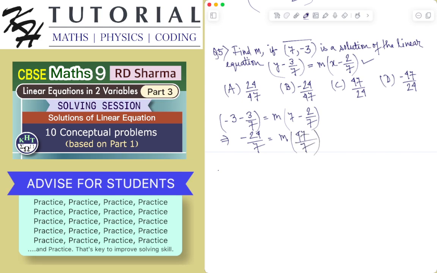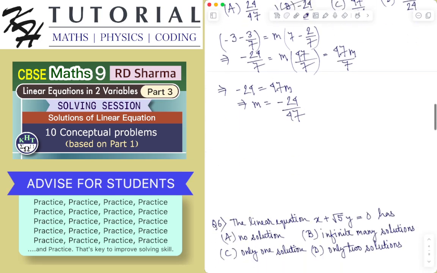So this is equal to 47m by 7. Now I can multiply both the sides by 7, and I get minus 24 is equal to 47m. Clearly, I will find the value of m as minus 24 divided by 47. So the value of m is minus 24 divided by 47. So the correct choice is B. B is the correct choice. Let's see the next problem. Question number 6.